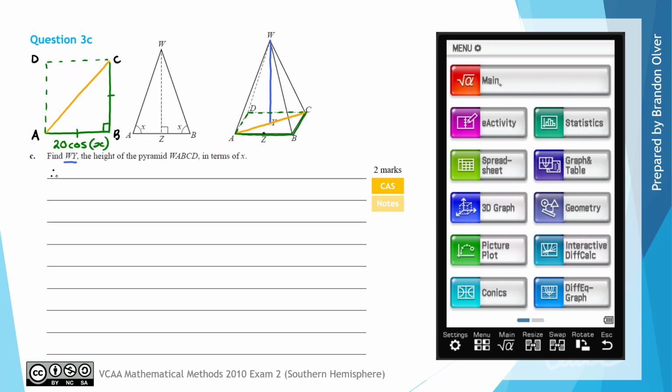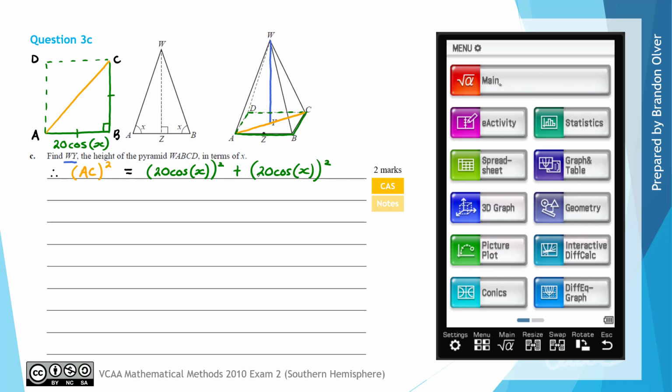So therefore, we know that the length AC, which I've just done in orange, its length squared is going to equal the AB squared plus BC squared, which is (20 cos of x) squared plus the same thing, so another (20 cos of x) squared. And again, just make sure that there's brackets in the right spaces around those.